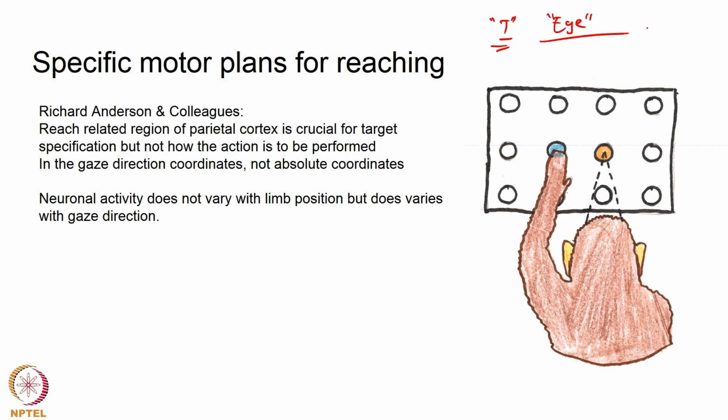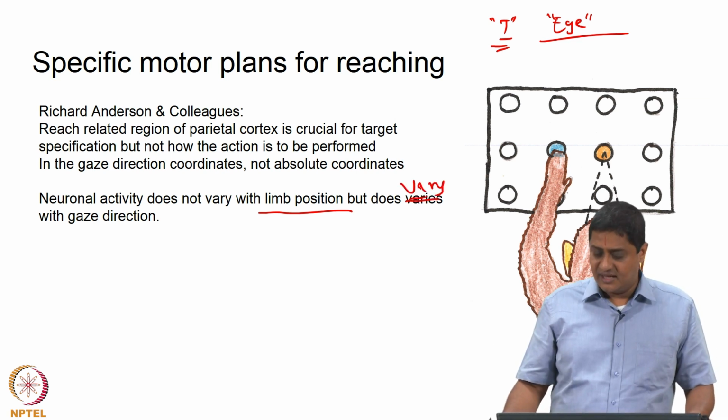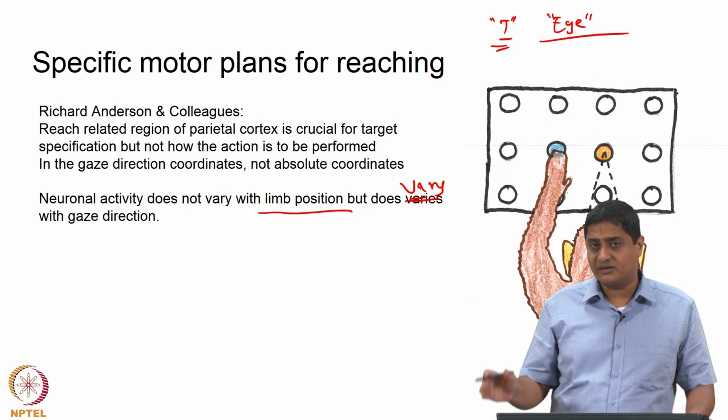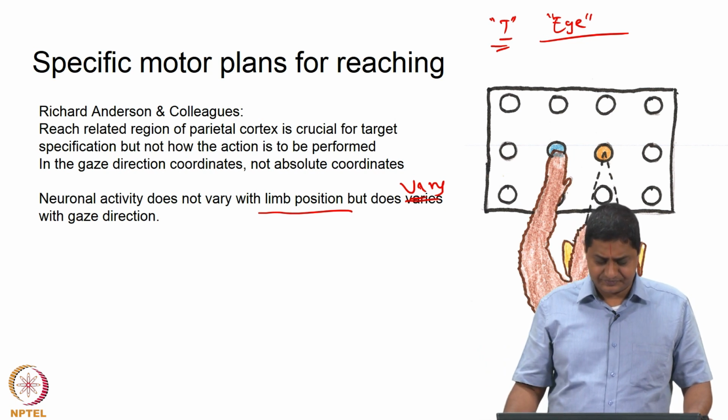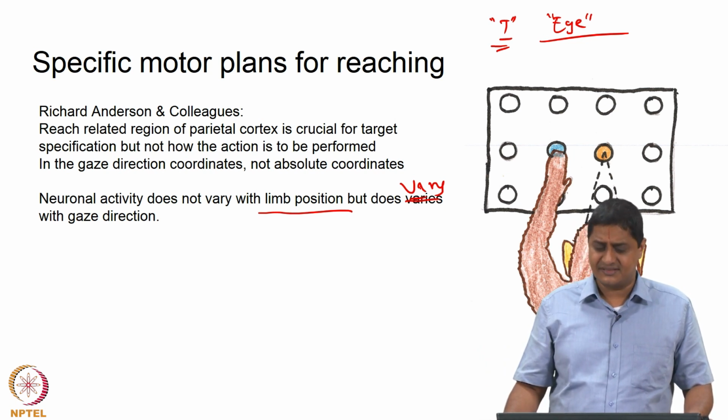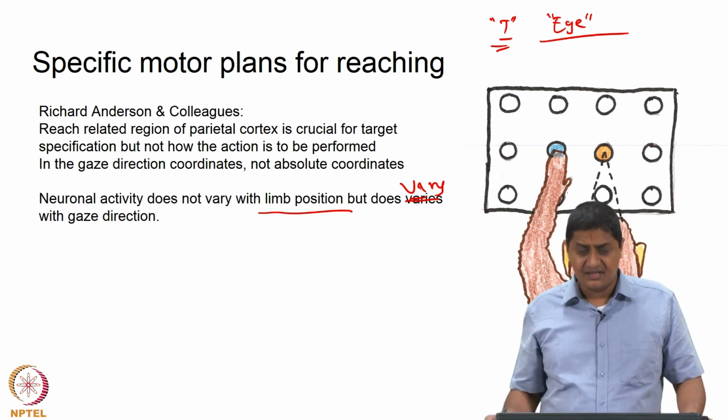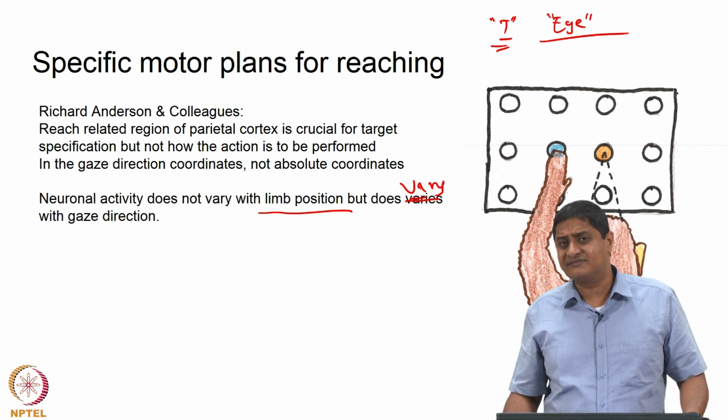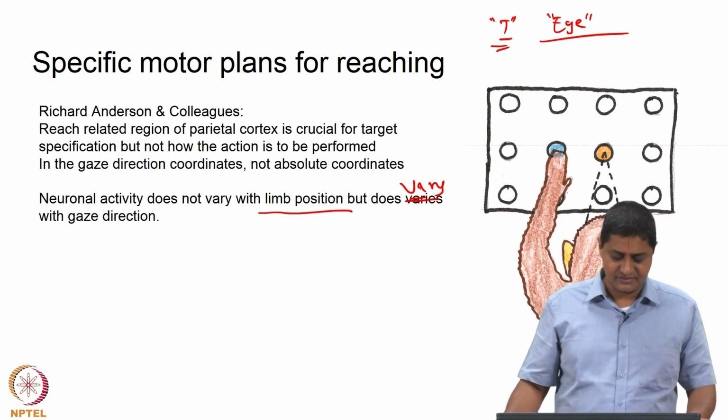And neuronal activity actually does not vary with the position of the limb, but it does vary with the direction of gaze. If the direction of gaze is in one particular direction, but the limb is in some position, depending on the direction of gaze, the activity will vary. So, that means that there are independent neurons that encode the target in the gaze direction frame of reference.